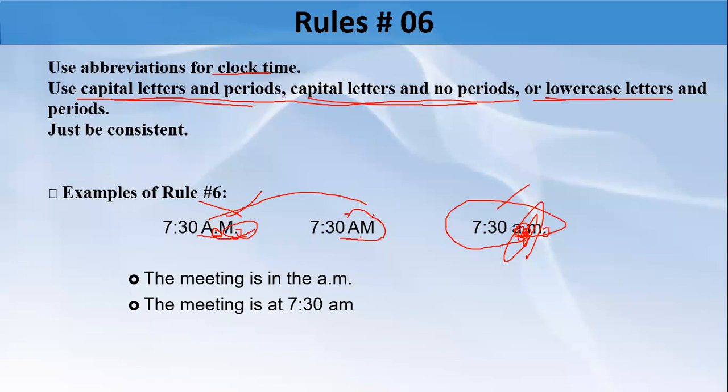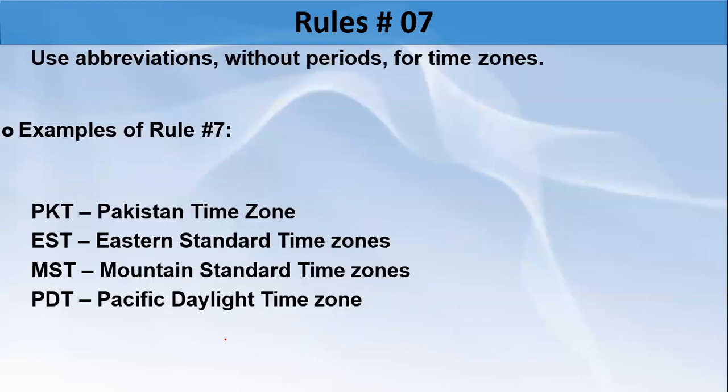Okay, look at this example. The meeting is in the AM. The meeting is in the AM means the meeting is before 12 p.m., somewhere at 5 a.m., 6 a.m., 10 a.m., 11 a.m., like that. The meeting is at 10:30 am. Now, if I say it is at 10:30 am, it is grammatically incorrect because the letters are small and the full stops are missing.